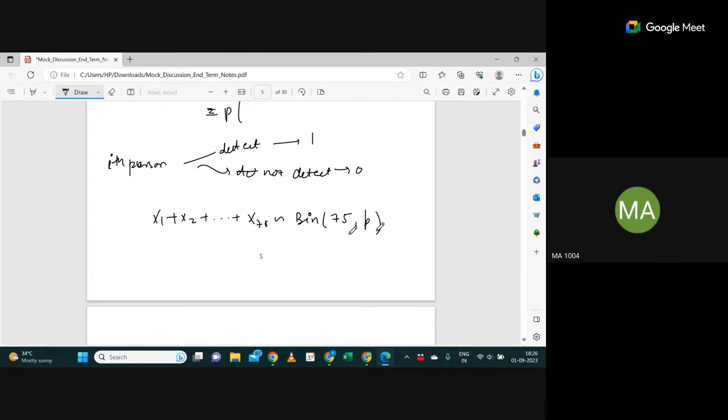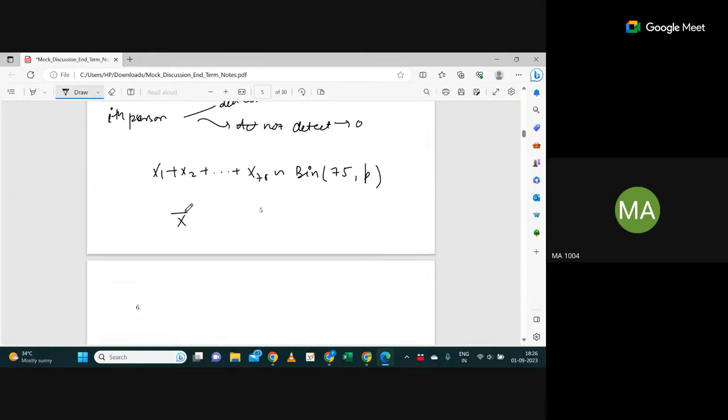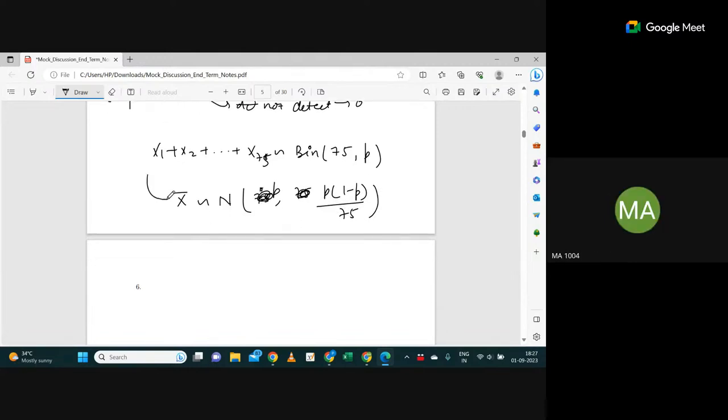Now, if it's a binomial, what will be the distribution of x bar? If I approximate it as a normal, since the random sample is large, the variance will be p into 1 minus p divided by 75, and the mean will just be p. It is clear? This one is okay for everyone or any doubt?